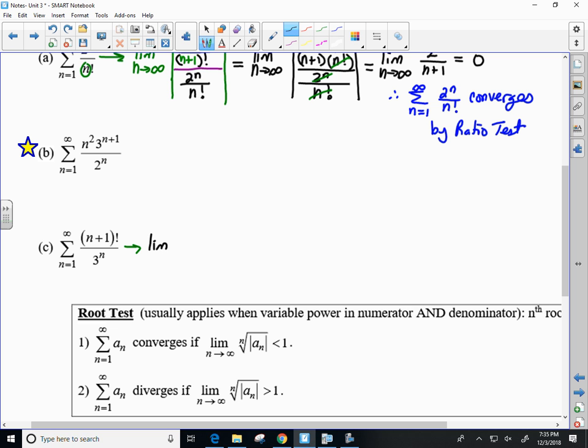Limit as n approaches infinity. I have a big absolute value here. On the top, it's the n plus 1 term. So if I'm replacing each of these with an n plus 1, we're going to be looking at (n+2) factorial over 3 to the n plus 1. And then on the bottom, the original term in its original form.